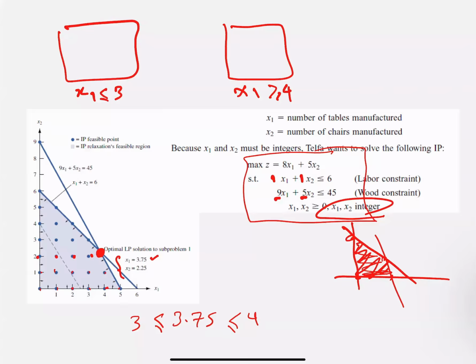Why do we do that? Because we want to make sure that we don't see this answer anymore. This answer, x1 equals 3.75, is neither part of this problem nor this problem. It will not appear in any of those. We will not get that answer anymore.